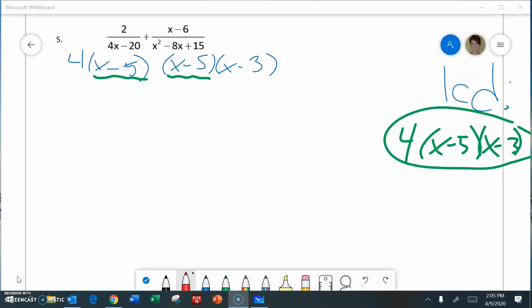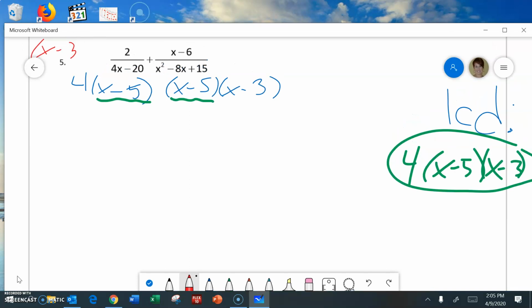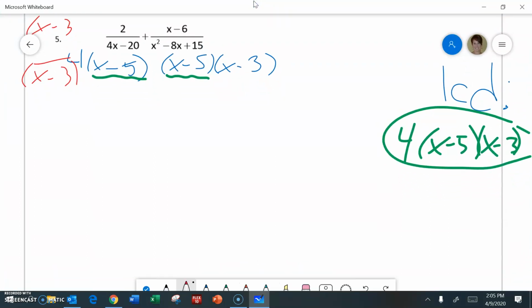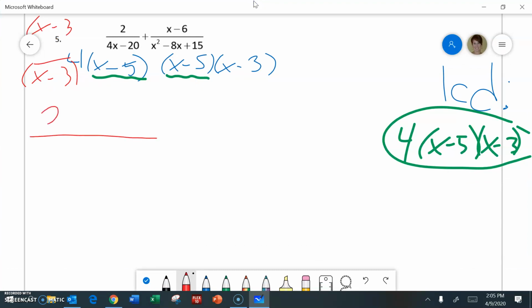All right, so we're going to multiply this first fraction by x minus 3 over x minus 3. What that allows us to do is, on the top, we get 2 times the quantity x minus 3. And our denominator would be 4 times x minus 5 times x minus 3. I know it's a mouthful. You can't cancel anything because we're just writing that fraction. We haven't done anything yet. We now have to add this to the other fraction, and the whole idea is to have a common denominator.